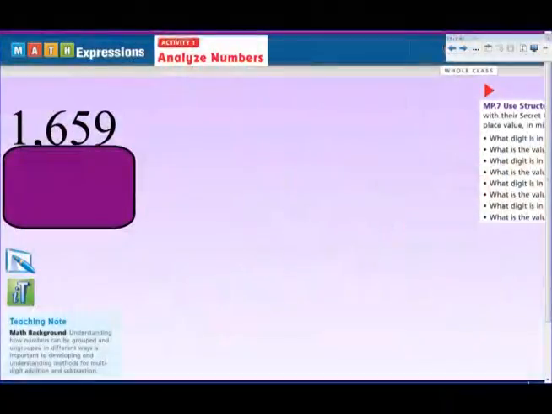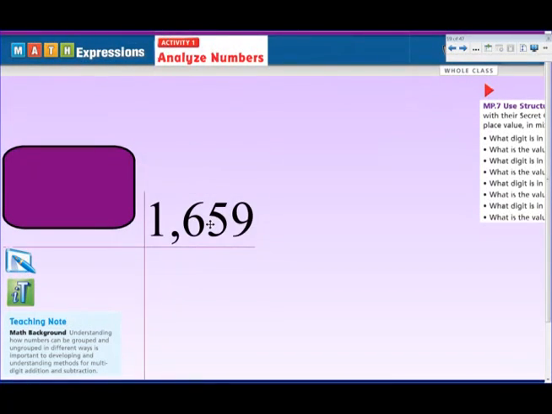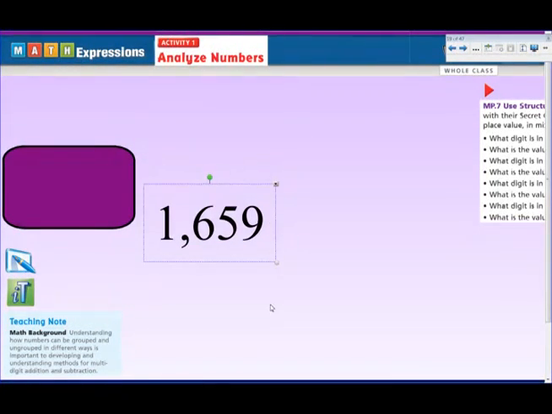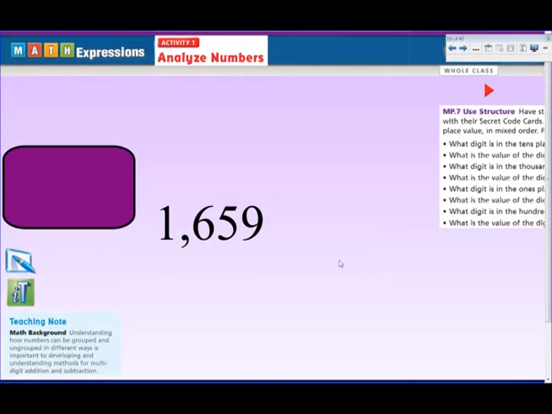To make sure you understand that, let's look at how to read this number. That number is 1,659. What digit is in the tens place? A 5, right? What's the value of that 5? 50. What digit is in the thousands place? There we go. A 1.